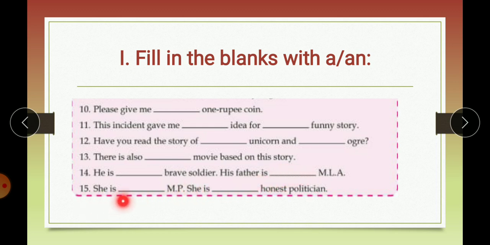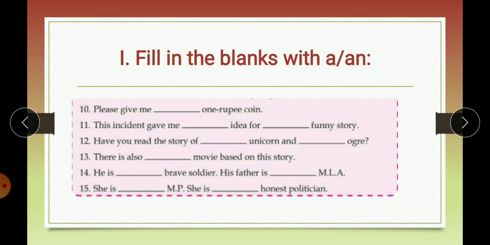She is an MP. She is an honest politician. Now here also, though it is starting with H, a consonant, but we are putting an because H is silent and while pronouncing, H becomes silent and we pronounce it from O. So honest, orange, same sound. So we are putting an. So I hope first exercise is clear.